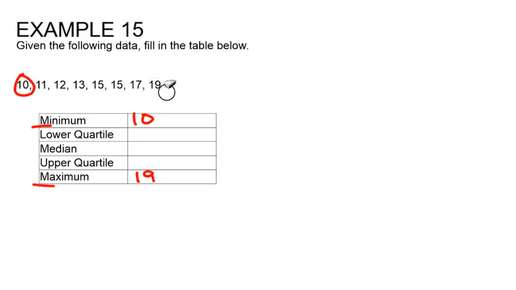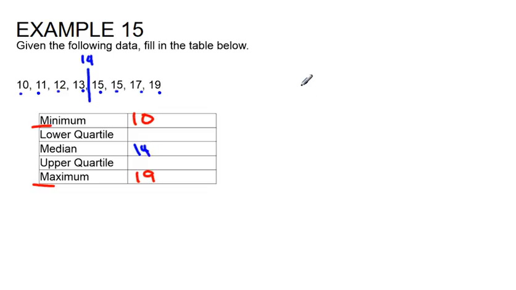Now to find the median, we want to find the number that's directly in the middle of our data set. So I'm going to count up how many numbers I have. 1, 2, 3, 4, 5, 6, 7, 8. If we divide 8 by 2, we get 4. So I'm going to move in 4 from this side and 4 from this side. That means that the number right there in the middle between 13 and 15 would be our median. Now in this case, there's only one whole number that appears between 13 and 15, which would be 14. So 14 is our median.